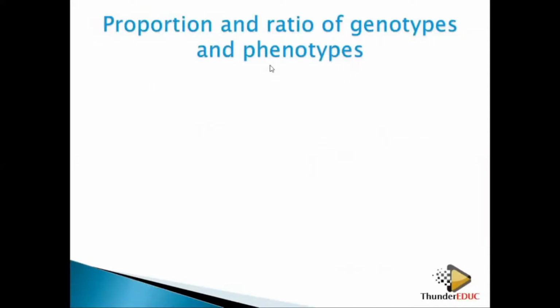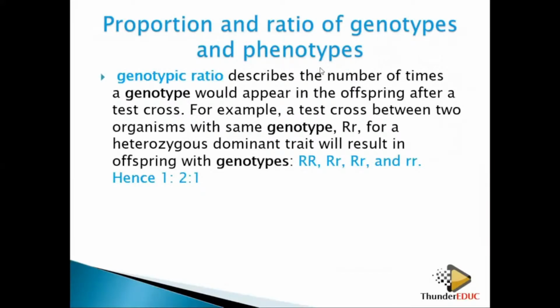Proportion and the ratio of the genotypes and the phenotypes. Sometimes they ask you to do the ratio. When you talk about the ratio, it describes the number of times a genotype would appear or the number of times the phenotype would appear. For example, if you look at this, it is capital R capital R, capital R small r, capital R small r, and then small r small r. So I just have to say this is 1, this is 2, and this is 1. So I'm going to say 1 to 2 to 1. 1 is for this, 2 for this, and then 1. That's basically what they want in the ratio.